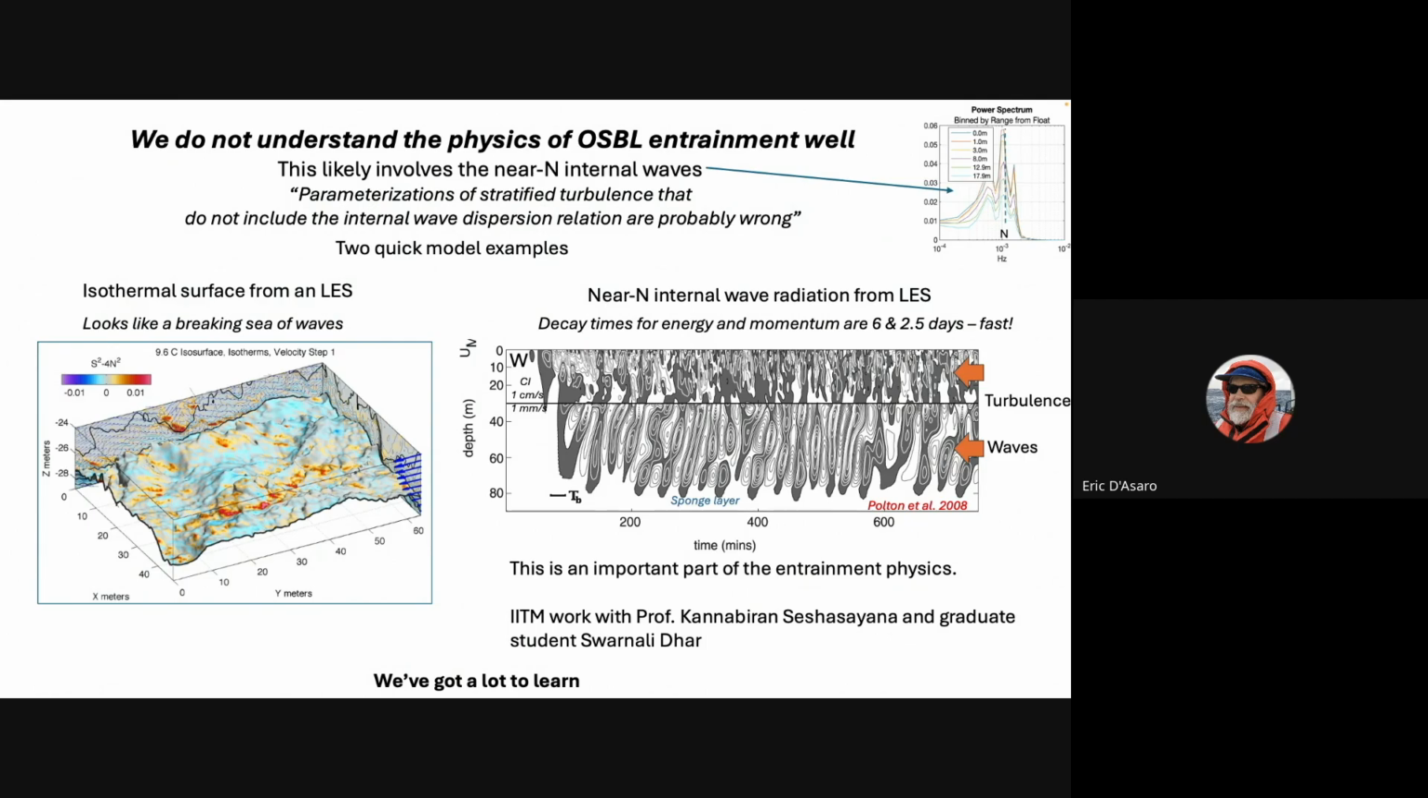Stratified turbulence can have waves and it can have turbulence. So I like to tease theoreticians with this following statement. Parameterizations of stratified turbulence that do not include the internal wave dispersion relationship are wrong. There are waves in stratified fluid. If your parameterization of turbulence doesn't have waves, it's probably missing an important thing. And you see lots of evidence of waves in the upper ocean, big peaks near N. Here are two quick examples of how this is important.